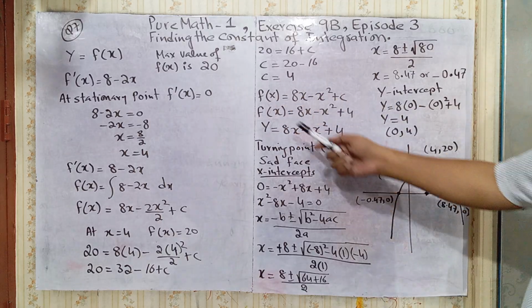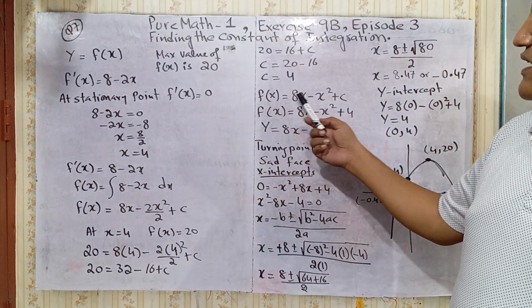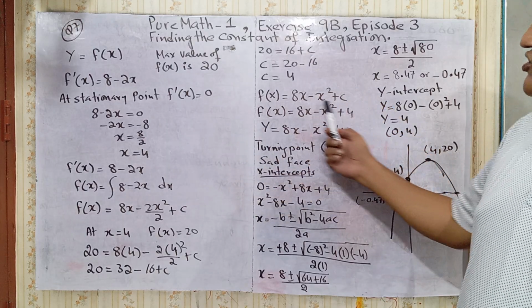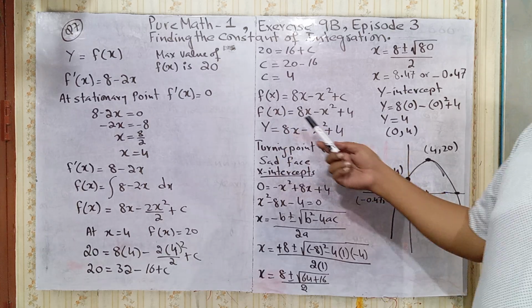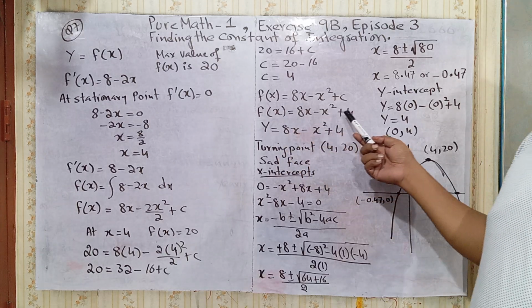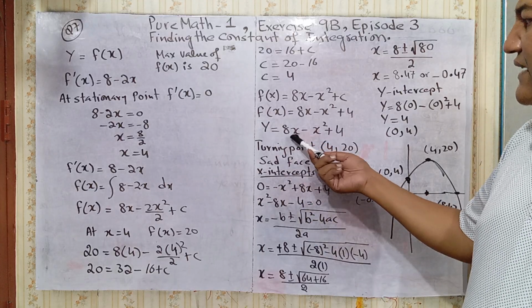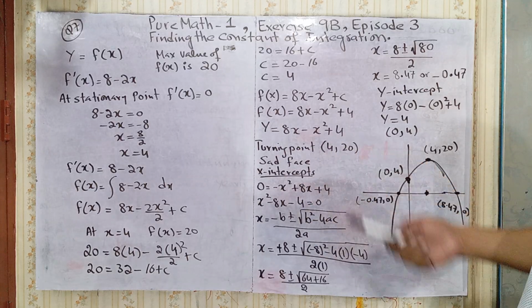Okay. Now the function f of x will become 8x minus x square plus c. The value of c is 4, so this is the equation of that function. f of x equals 8x minus x square plus 4. So he said f of x equals y. So y is equal to 8x minus x square plus 4.